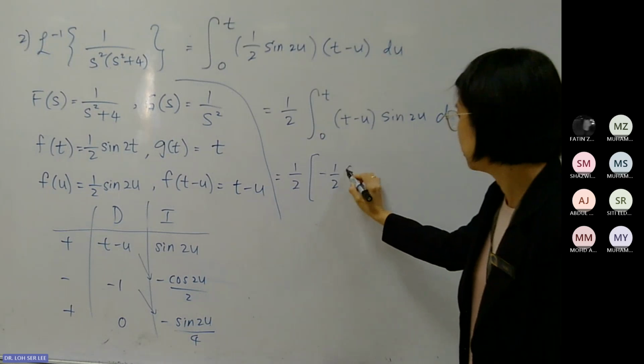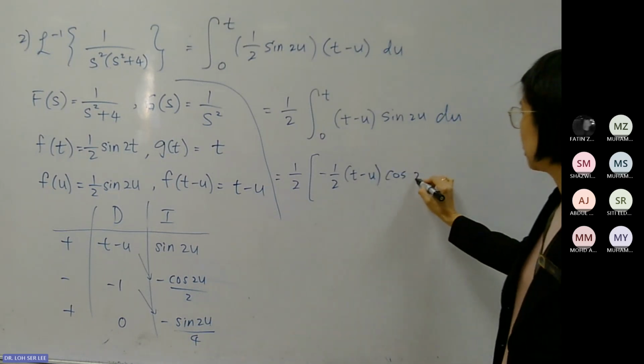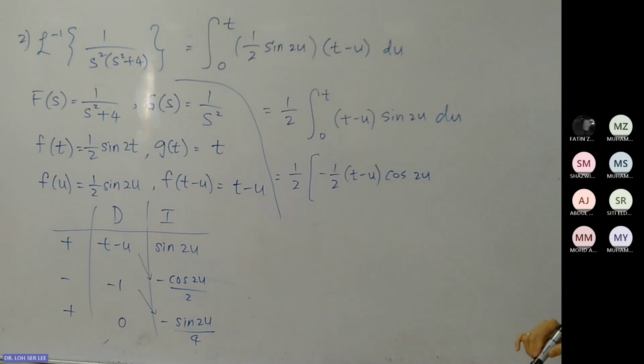Negative half t minus u cos 2u. Minus, minus, minus, we get minus 1 over 4 sine 2u, from 0 to t.